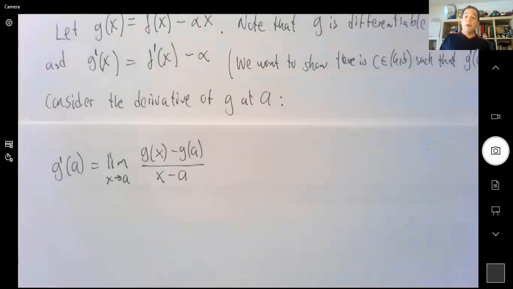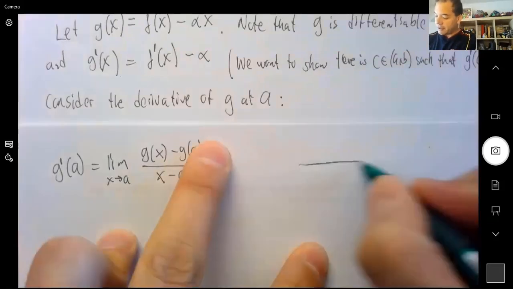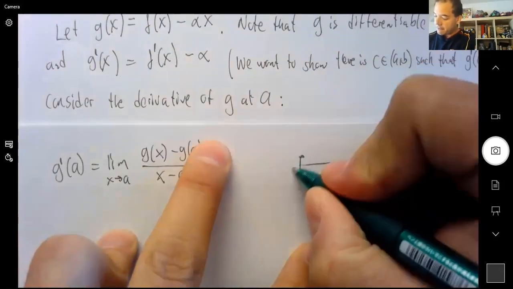Now, remember, right now A is our left endpoint. So let's do a little picture here. So here's our situation. We have A and we have B.